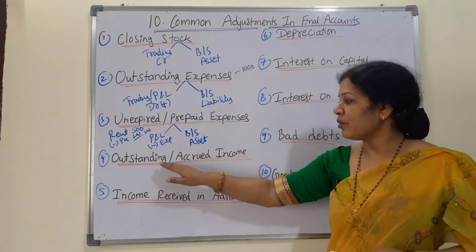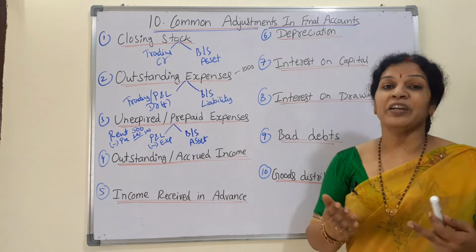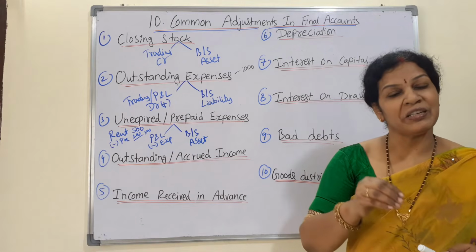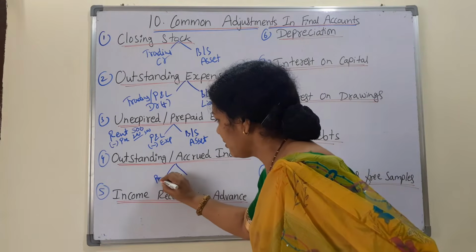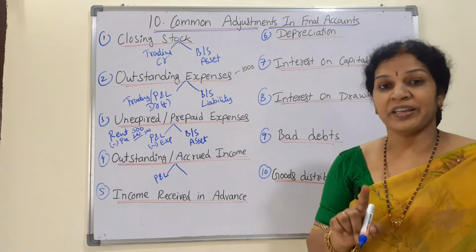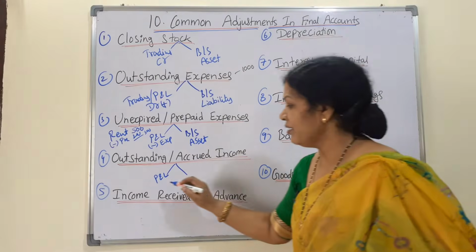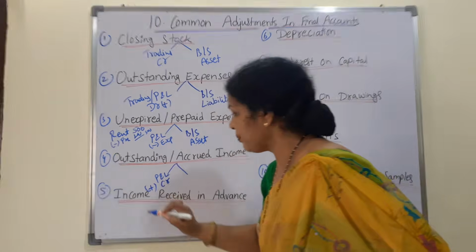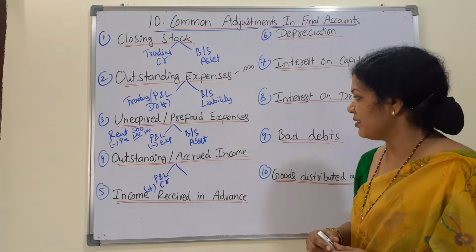Third one, outstanding or accrued income. Outstanding income means receivable income. When some income is receivable, that effect will be in the P&L account. Incomes you will find in the P&L account only. Which side? Credit side. Receivable will be added to the credit side. For example, rent received is given on the credit side.